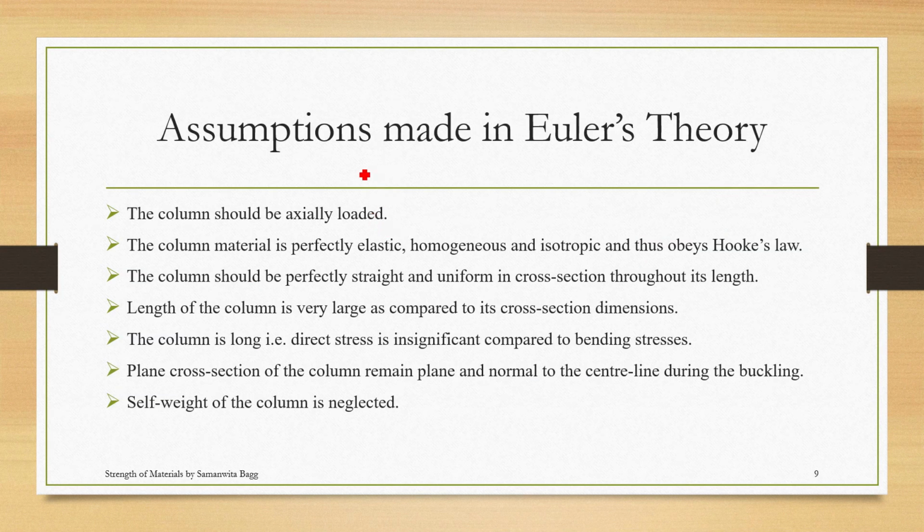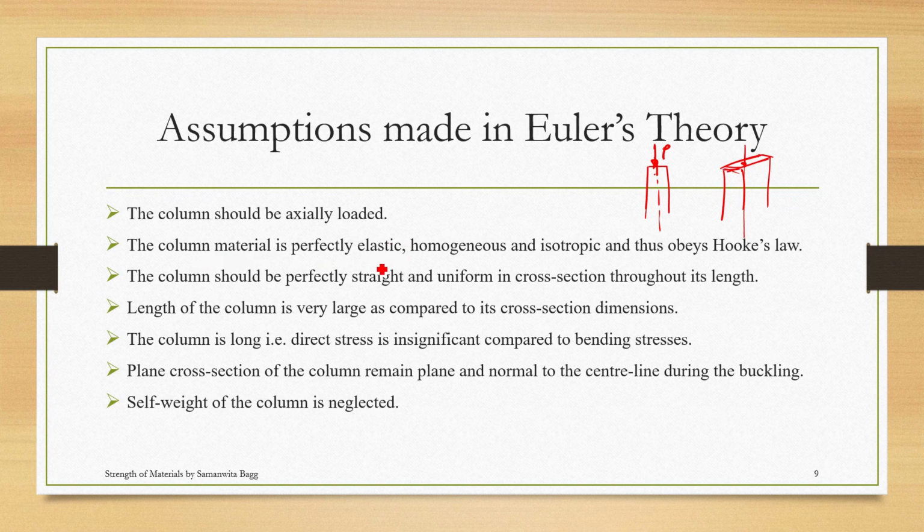Next, let's talk about the assumptions made in Euler's theory. Now, while deriving the formula for calculating the critical or the buckling load, Euler has made certain assumptions. The first one is the column should be axially loaded. So as I have shown you before also, this is the column and this is the axis of the column. So this is how the load is supposed to be applied. Now this is a 2D figure. If you want to see a 3D figure, it's something like this. On this surface, you're going to apply your load. So on the axial direction, you're applying your load. Axial means along the axis.